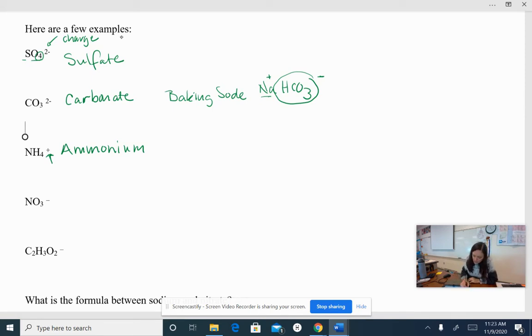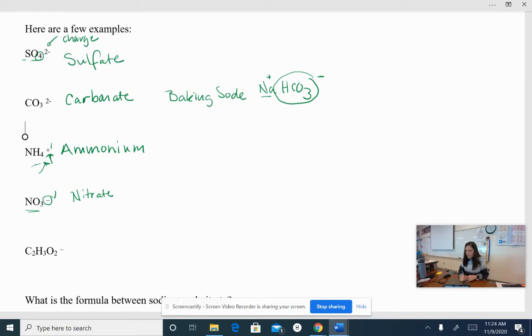Then we have NO3, negative. Now notice with this negative, I did not put a number here. And also with this positive on the ammonium, I did not put a number here. That means it's 1. If I don't put a number, it means 1. So ammonium is charged a +1. Nitrate is charged a -1. So this is nitrate.